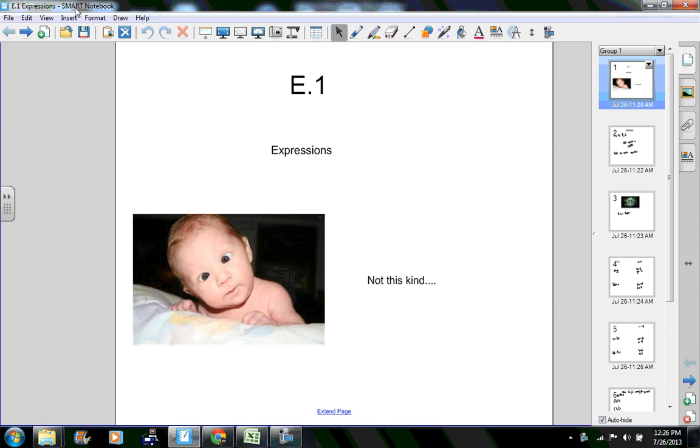All right, we are starting unit equations. It should be the second unit for most of you, but obviously you can go out of order. And our first lesson is going to be on expressions, and obviously not that kind of expression. We're going to be doing a mathematical expression.